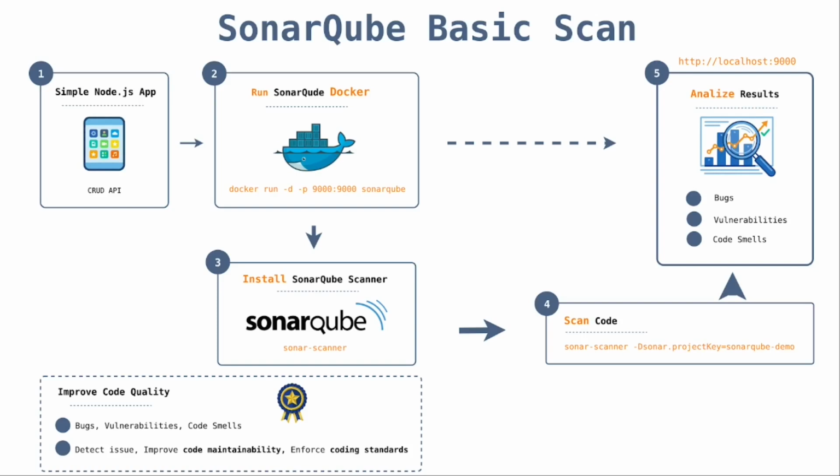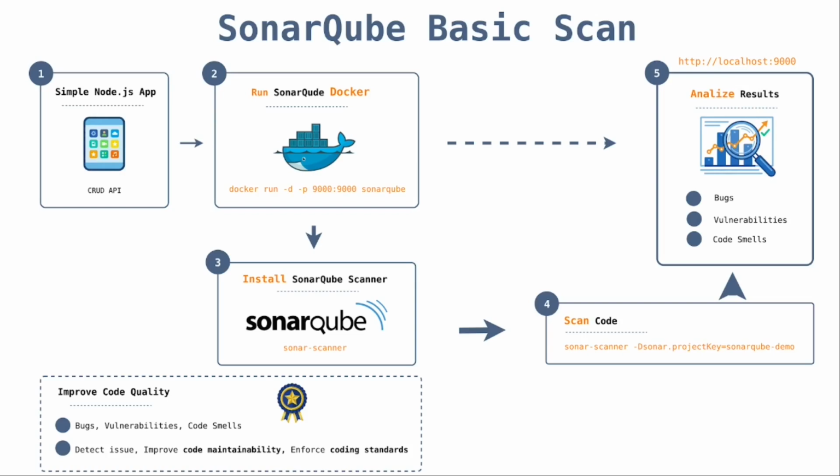for improving code quality. Instead of relying only on manual code review, developers can use automated analysis to catch problems early in the development life cycle, reducing future costs and improving reliability.